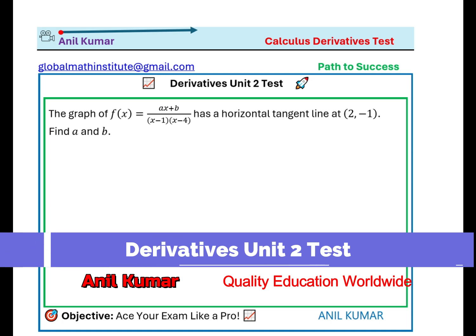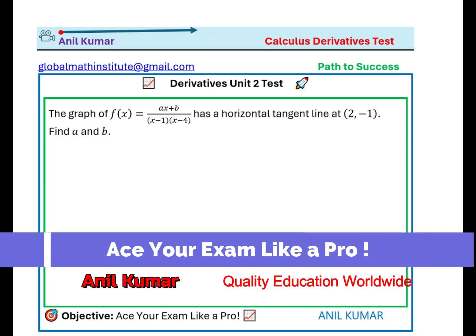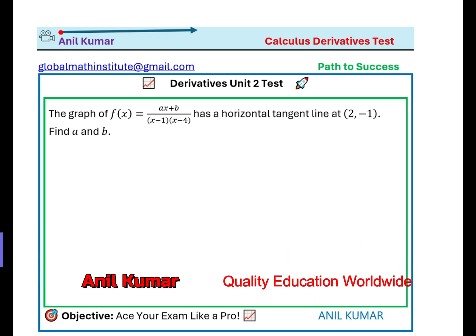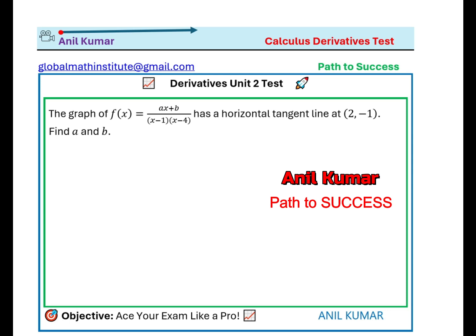In this playlist, we are sharing with you excellent questions based on derivatives, Unit 2, where you are going to learn applications. Here is a brilliant question. The graph of f of x equals ax plus b over x minus 1 times x minus 4 has a horizontal tangent line at (2, minus 1). Find a and b.